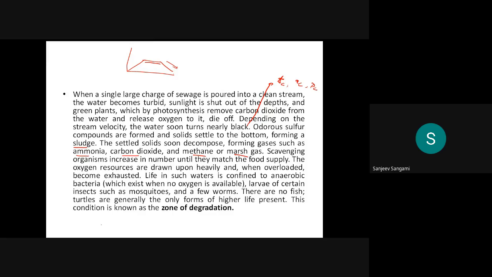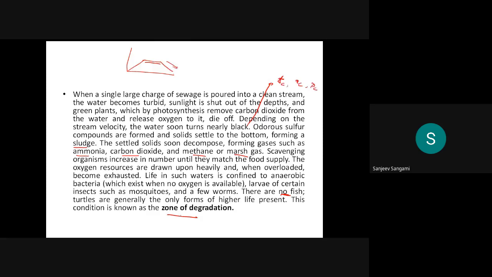So life in such waters is confined to the anaerobic bacteria that I already discussed. There are larvae of certain insects such as mosquitoes, and some worms may also be present in those areas. And this is very important: there is no fish, aquatic life will not be there. This zone we can call the zone of degradation. Completely, this is what we are targeting, the zone of degradation.